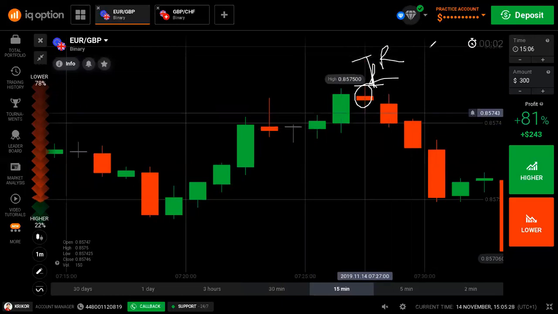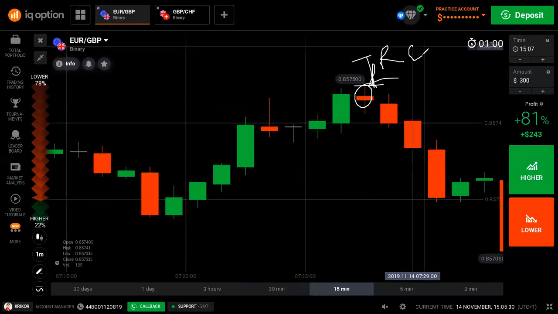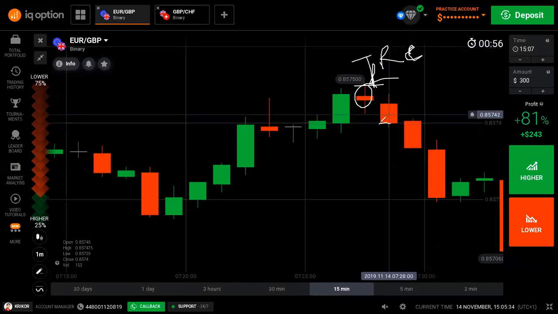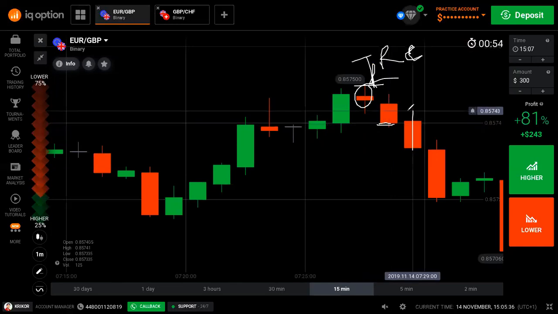Then after this TR, what are you looking for? Confirmation. This is the confirmation candle. It's making a new low. So you go with this. And as you go with this, you win. You see a momentum. You go with this.